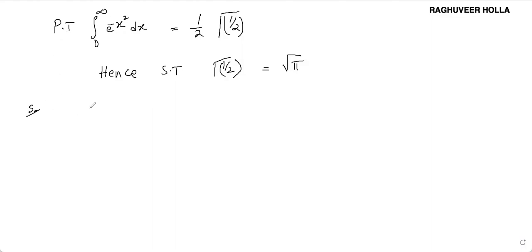Okay, so we know that gamma n is equal to the integral from 0 to infinity of e to the power of minus t, t to the power of n minus 1 dt. Okay, this is the gamma function.